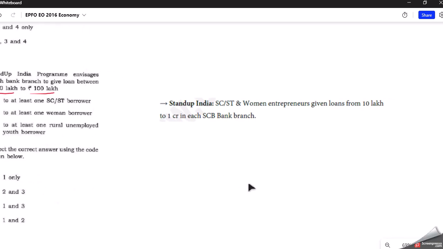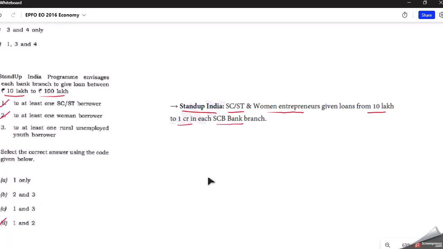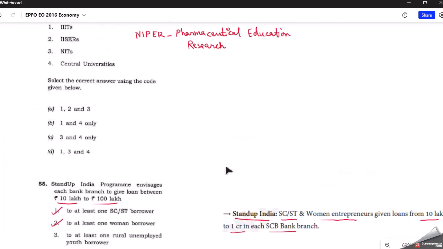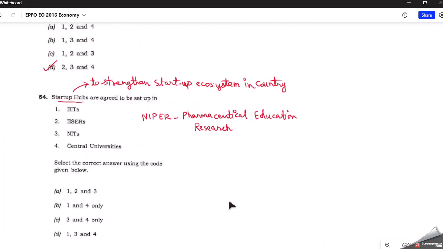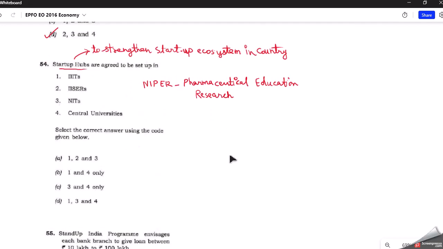Even Nunal sir has also covered this in his handout, that it is applicable to SC/ST and women entrepreneurs, giving loans from 10 lakh to 1 crore in each scheduled commercial bank branch. So again, government schemes become very important from the economy point of view. And the remaining question is the last question for today. Startup hubs are agreed to be set up in.